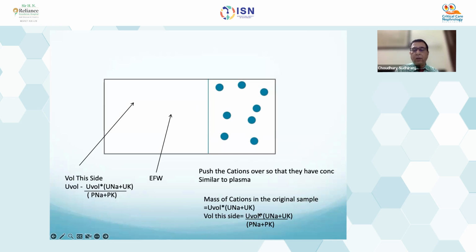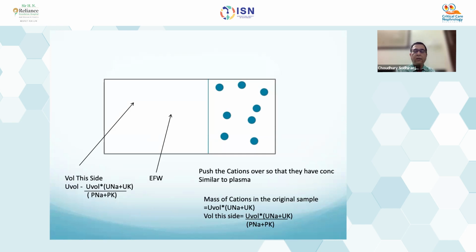The urinary volume is multiplied by urinary sodium plus urinary potassium, divided by plasma sodium plus plasma potassium. That gives you what is in the right side of the bracket of the box. What is electrolyte free water? The electrolyte free water is the urinary volume minus this amount. So that is the electrolyte free water.